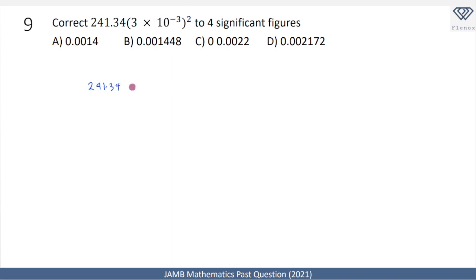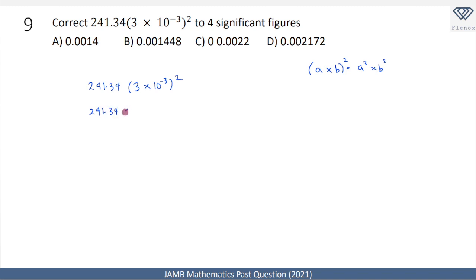Now we need to solve what is in our bracket. So this becomes what we have. Let me write down the question first: 3 times 10 raised to power minus 3, all raised to power 2. Now we know that if we have a multiplication, let's say a times b to the power of 2, this is the same thing as saying a squared times b squared. That is pretty straightforward. So we can apply that same idea here.